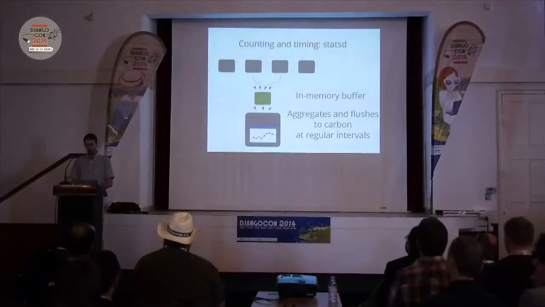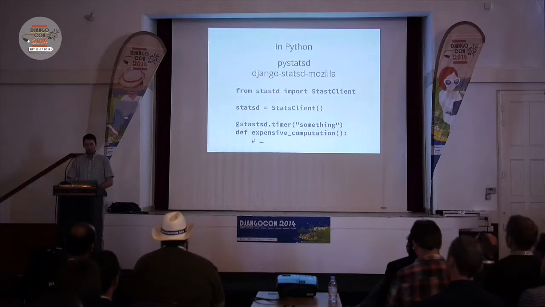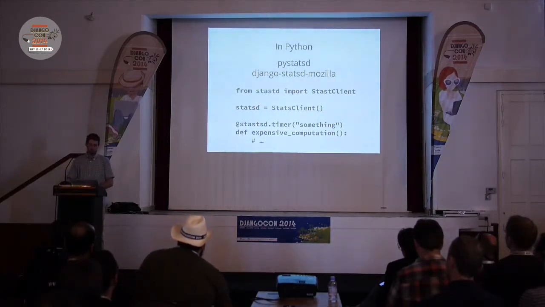And statsd has counters, timers, gauges, or all sorts of interesting data structures. In Python, it's quite straightforward to use. There are a bunch of libraries. There are Django-oriented libraries that can send request timing data, for instance. So you just decorate a queue with a statsd decorator and then it automatically gets the time and sends it to statsd.